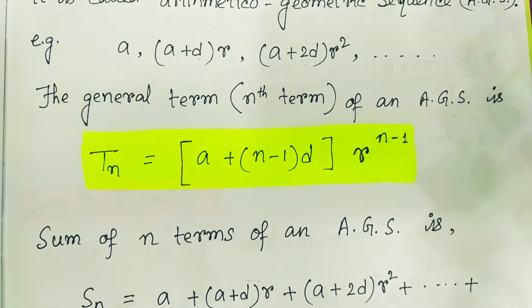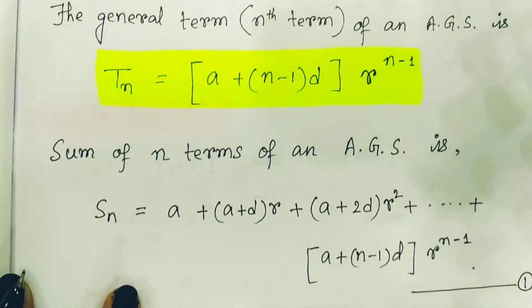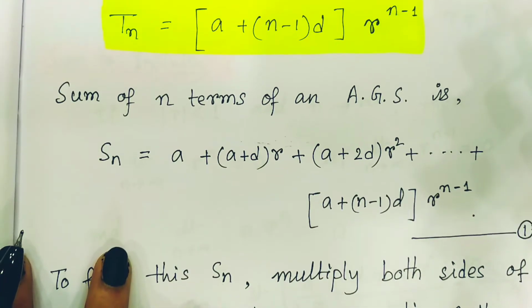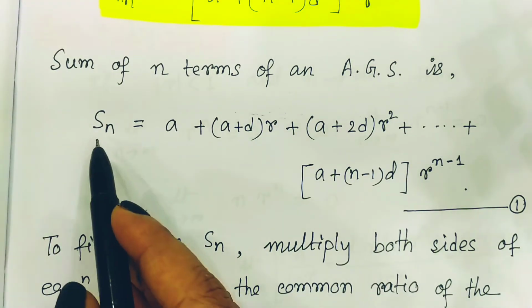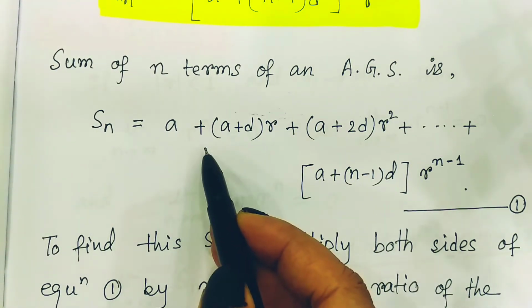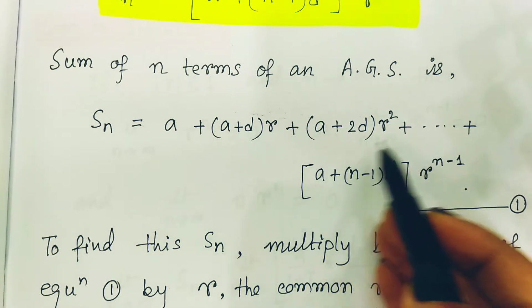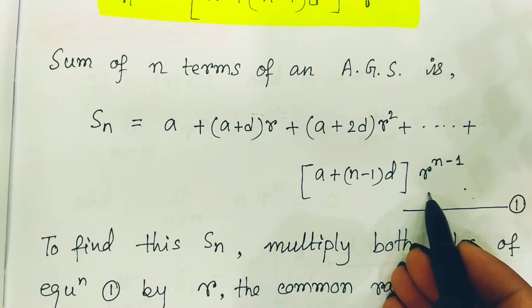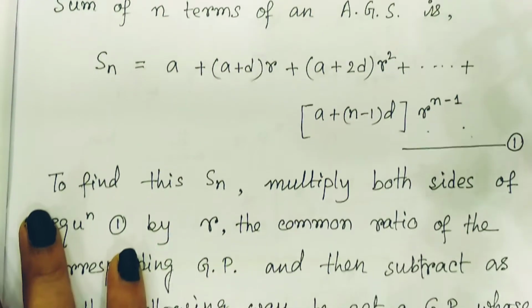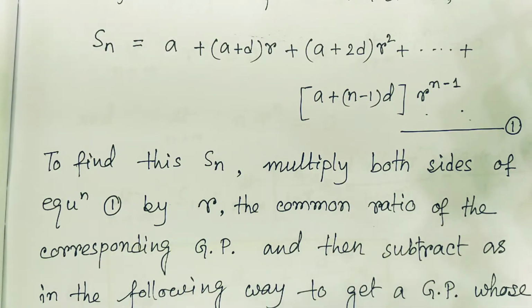Now our requirement is the summation of this given sequence. So the sum of n terms for any arithmetico-geometric series, if we want to find it, is Sn equals A plus D into R, plus A plus 2D into R square, and in this way we add all of them up to the nth term. So now, how will we actually find this Sn? There is a simple process.